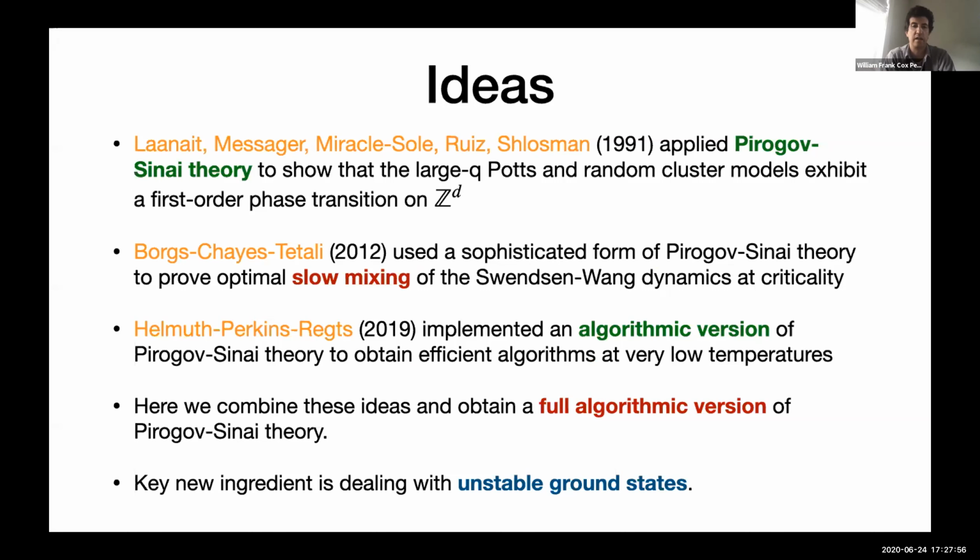And then a year ago, Tyler Helmuth, Will Perkins, and I implemented an algorithmic version of Pirogov-Sinai theory to obtain efficient algorithms at very low temperatures. So what we do here, our main contribution, is to obtain a full algorithmic implementation of Pirogov-Sinai theory. And the key difficulty and the key new ingredient here is a method for dealing with something called unstable ground states.